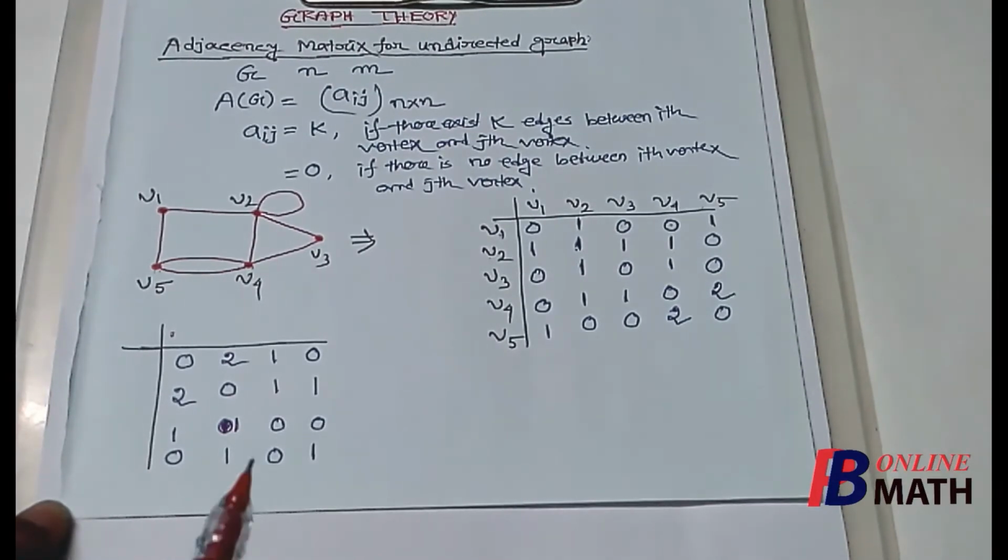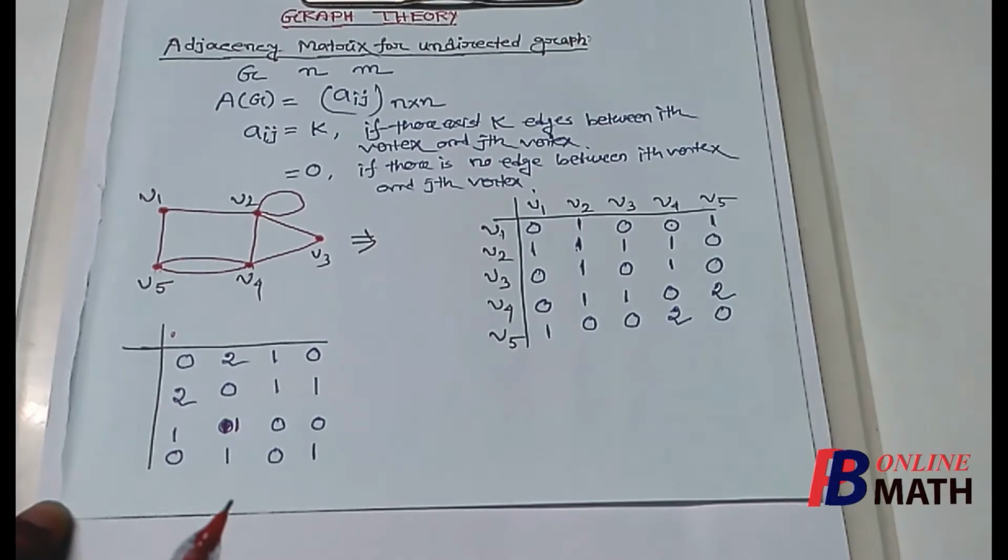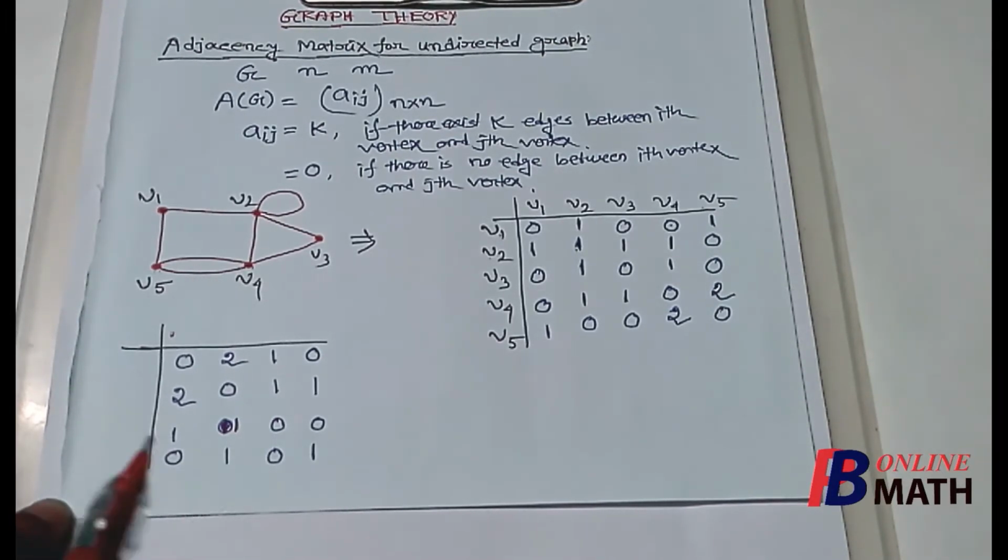Let us assume that this is the given adjacency matrix of a graph. We shall find the corresponding graph. So this is the adjacency matrix, a square matrix, and from this matrix we find that the matrix has 4 rows and 4 columns. So the corresponding graph will have 4 vertices.